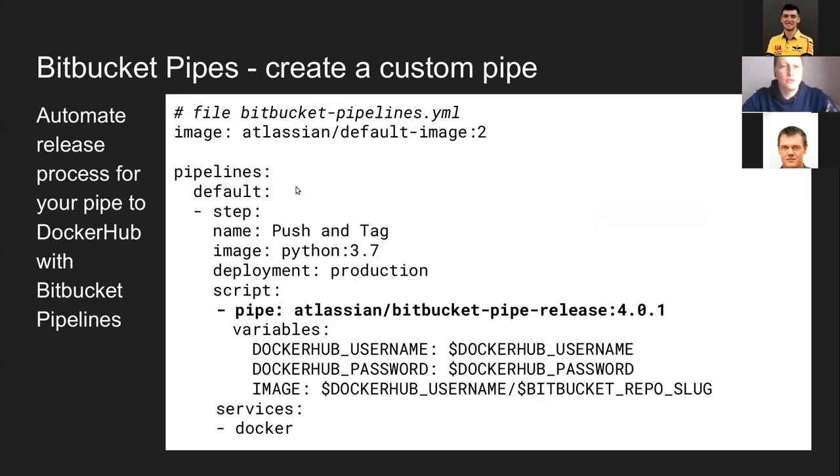Great. To finish automation, to automate the release process for your pipe to Docker Hub with Bitbucket Pipelines, you should provide the next code inside the bitbucket-pipelines.yml file. It should be image and our default structure with pipelines. For this example, we provide everything in the default section. So each push to your repository will do this stuff, push and tag.